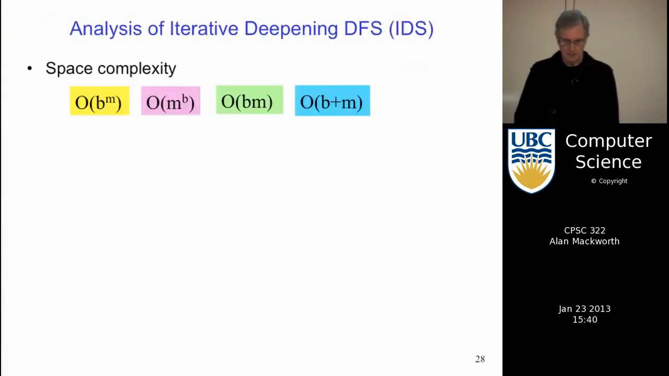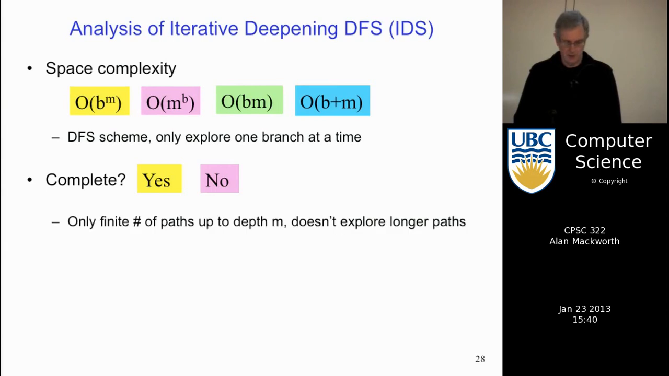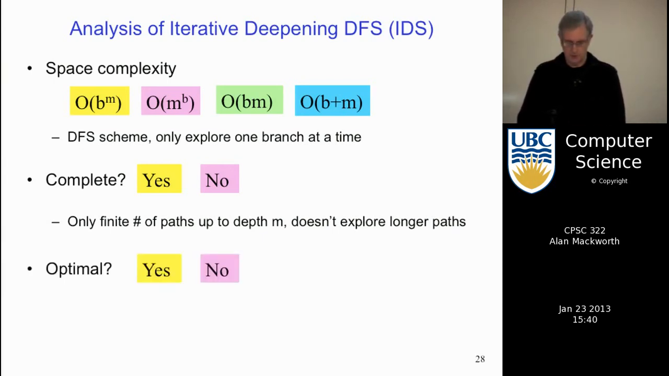So what's the space complexity? If you actually find a solution, then it's order BM, right? Is it complete? It's guaranteed to find a solution if one exists, yes, because there's only a finite number of paths up to depth M where the solution is. So you can see how it's simulating breadth first, right? By advancing the depth bound one at a time, it's doing a breadth first simulation.